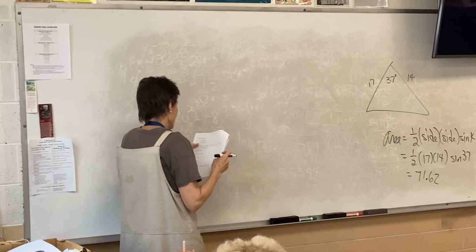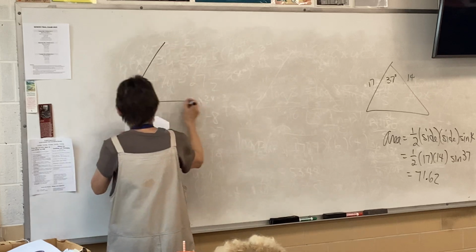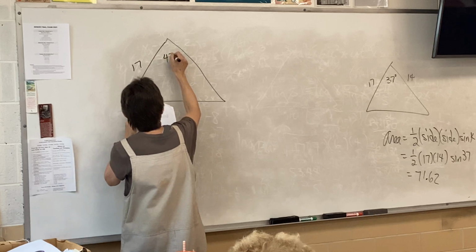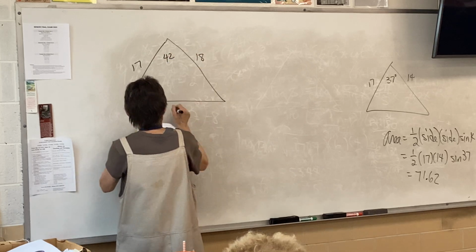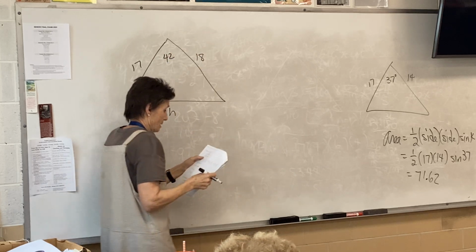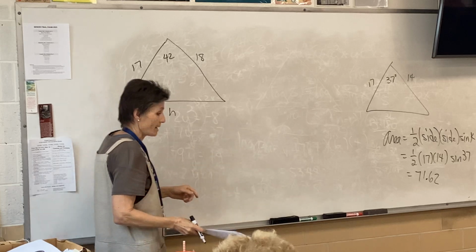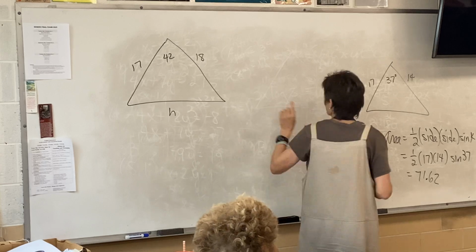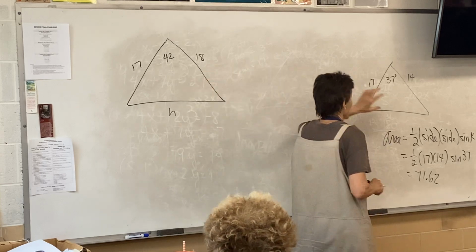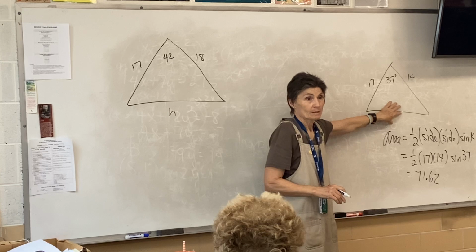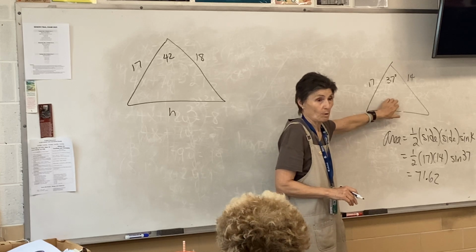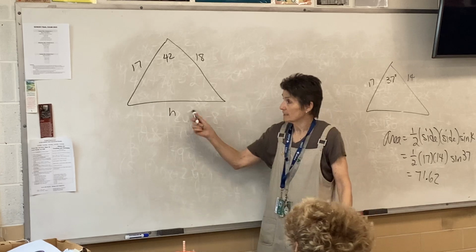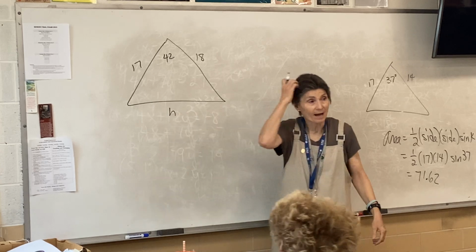All right, now we have another calculator problem. This is number 12. And this one says find H, not area. Notice that that triangle looks a lot like this one. That was an area problem, so we did our area formula. This one is finding this side.